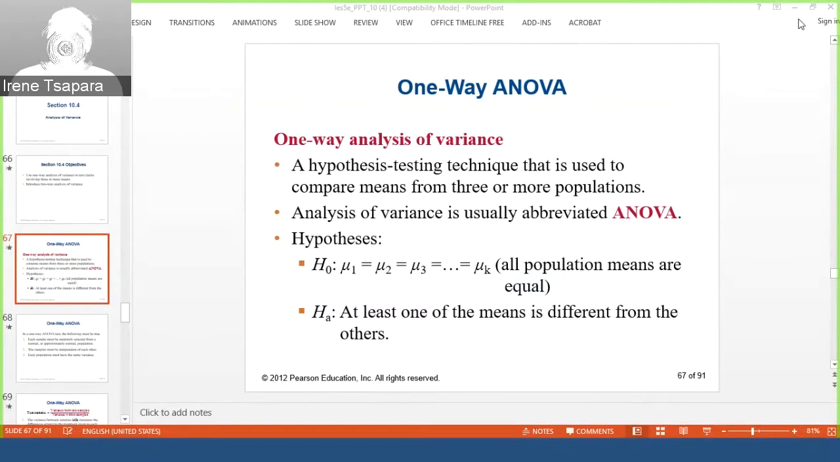This is something that you should do in a subsequent test, where you will identify yourself which one of those has a different mean. Now, of course, this can be done by comparing the means in pairs.